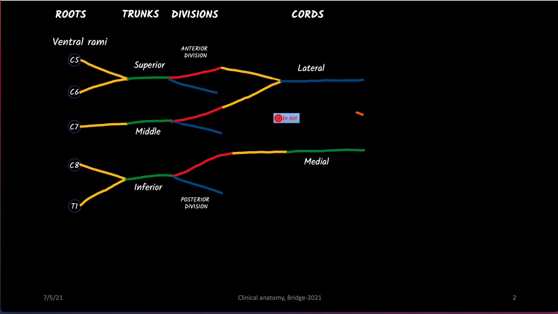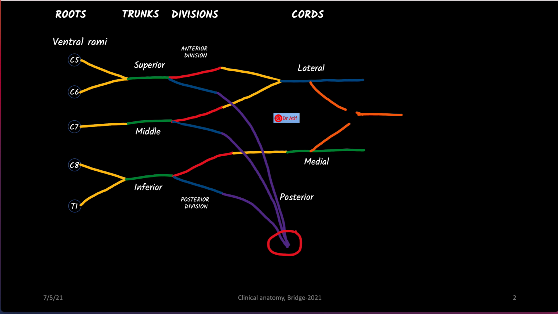Let's look at what happened next. All these posterior divisions are going to become one, and this is the fate of my posterior divisions. They join, and they are responsible for supplying the extensors of my arm and forearm through different nerves. There are so many, but worth mentioning are the axillary and the radial. Let's see what happens with the lateral and medial cords.